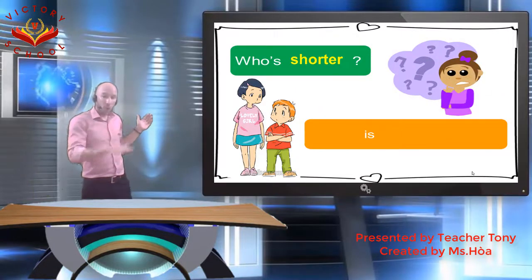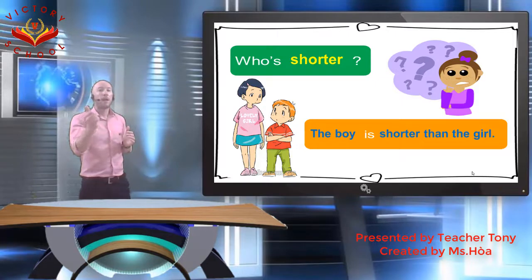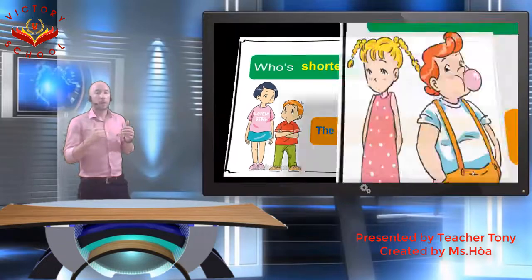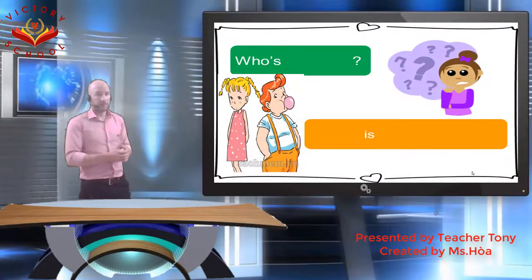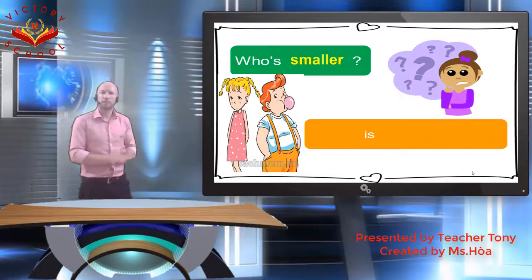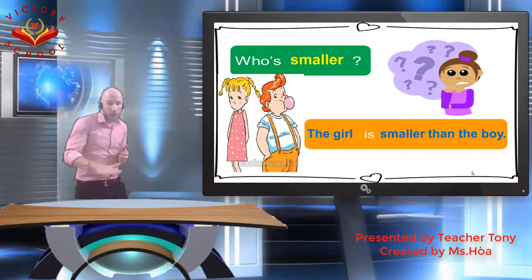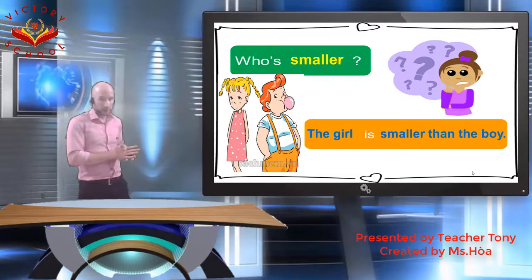Who's shorter? The boy is shorter than the girl. Okay? And now B. Who's smaller? The girl is smaller than the boy.